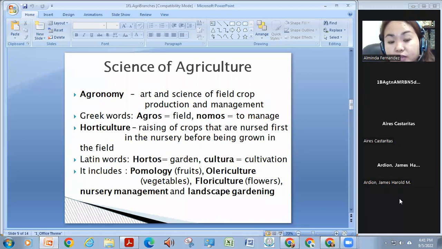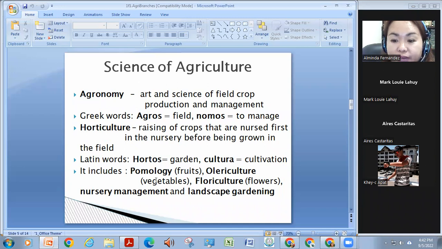Horticulture is the raising of crops that are nursed first in the nursery before being grown in the field. But it is sometimes used to refer to garden crops. So that's why it came from the Latin words hortus, which means garden, and cultura, which means cultivation. And horticulture is divided into branches. We have pomology, olericulture, floriculture, and we also have nursery management and landscaping.